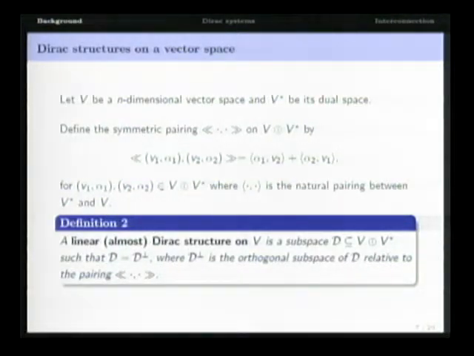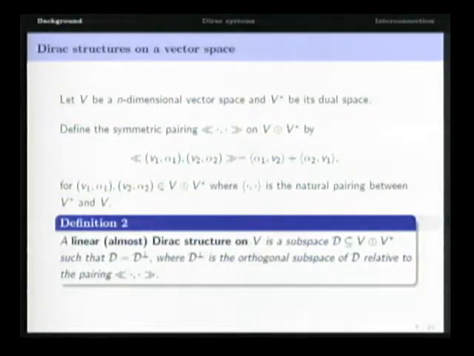As it was first introduced, we first define a Dirac structure in a vector space. So we have a vector space V and the dual space, and we must define a natural pairing on V Dirac sum with V star. It goes in this way: alpha 1 is paired up with v2, and alpha 2 is paired up with v1. Then a linear almost Dirac structure on V must satisfy the condition we have here. It's a subspace of this Dirac sum of V plus V star, and that subspace is equal to the orthogonal subspace coming from this pairing, denoted with the double angle.